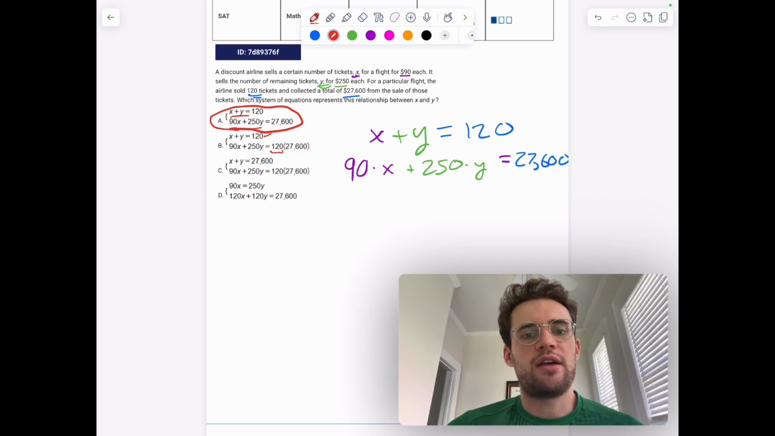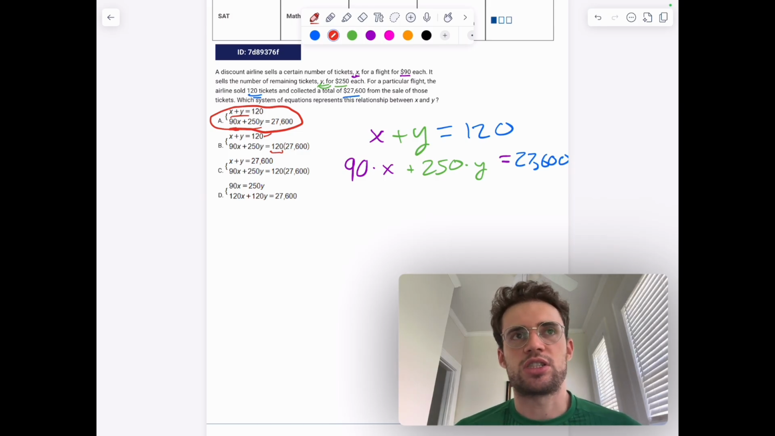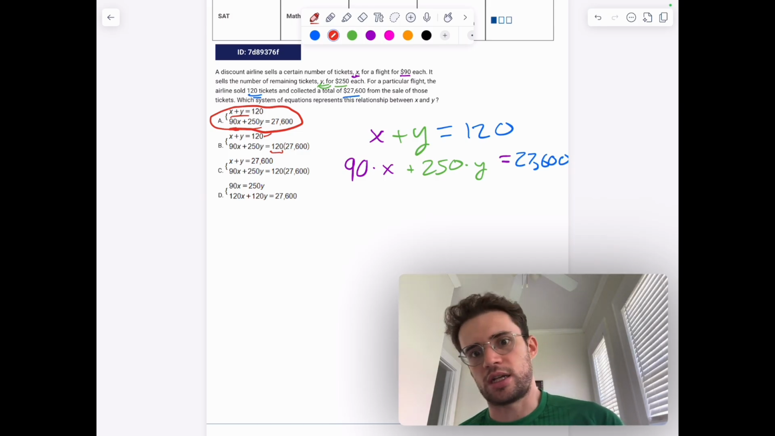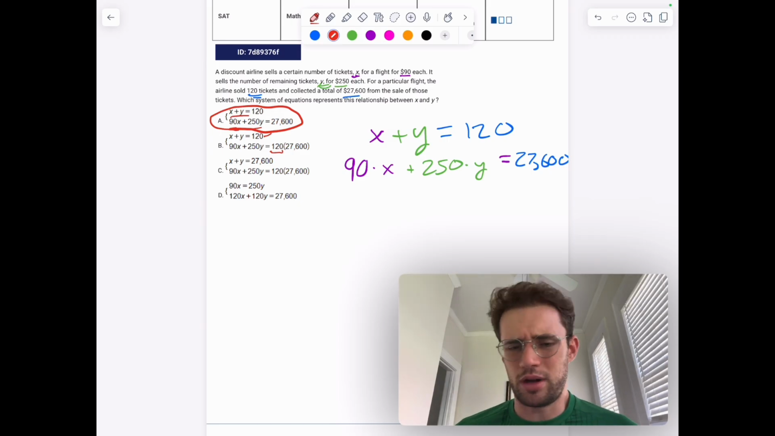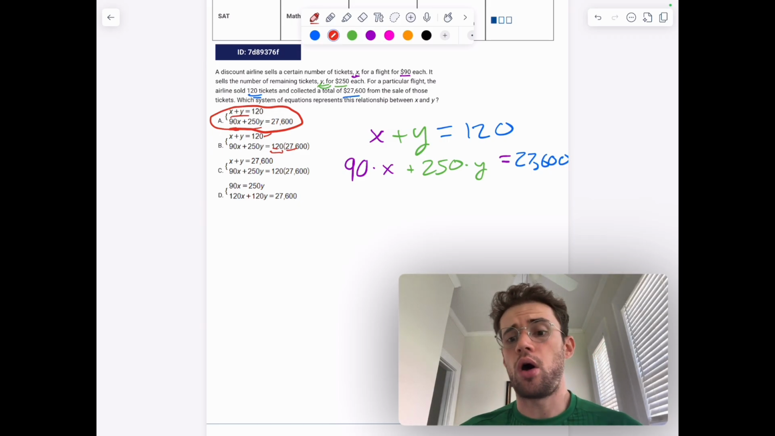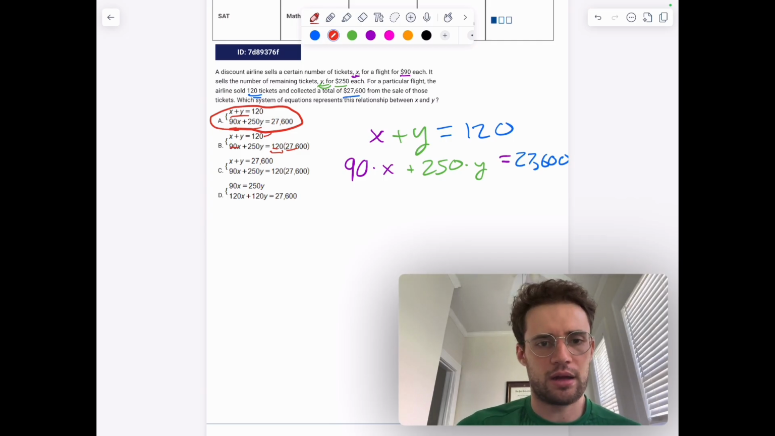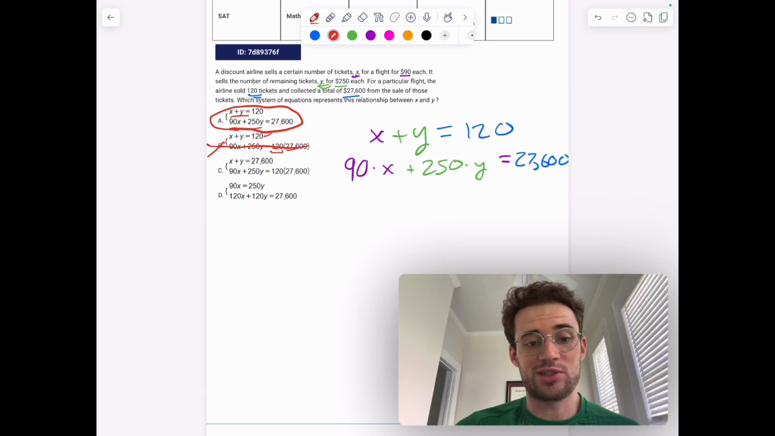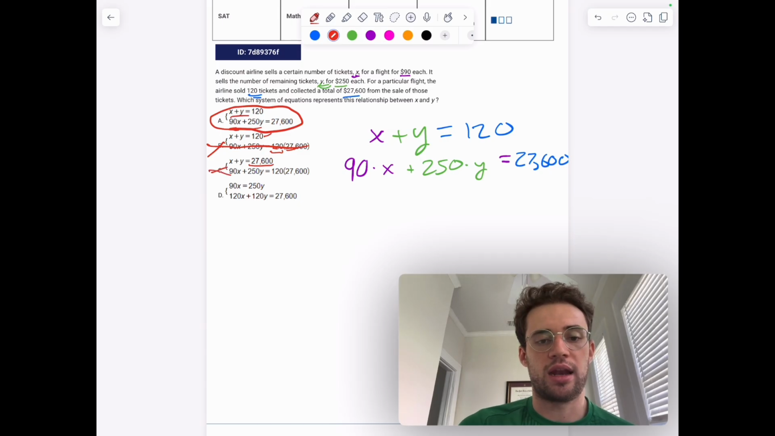That would only work if instead of 27,600, they gave us the average revenue per ticket or something like that, which would be a weird number to give. But you don't multiply the number of tickets by the revenue that you got from all of those tickets. That doesn't make any sense. So B is wrong. x plus y equals 27,600? No, that would mean that you sold this many tickets. You did not. This is the money from the 120 tickets you sold. It's not that. They did the same thing where they're multiplying the 27,600.